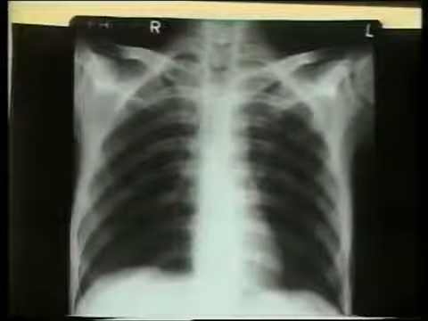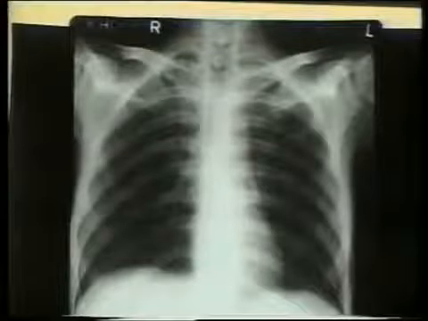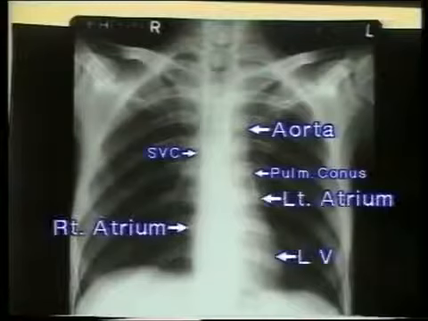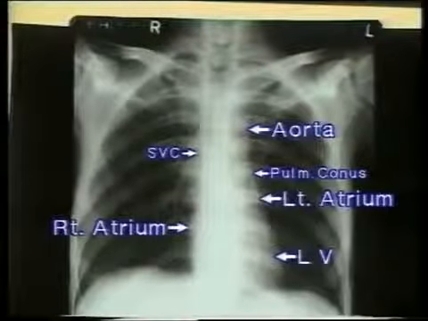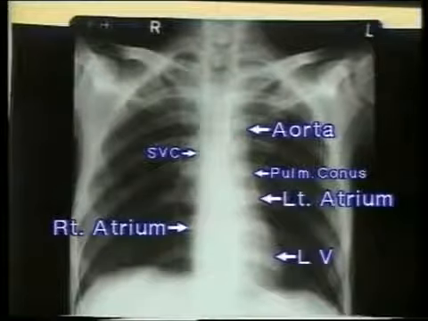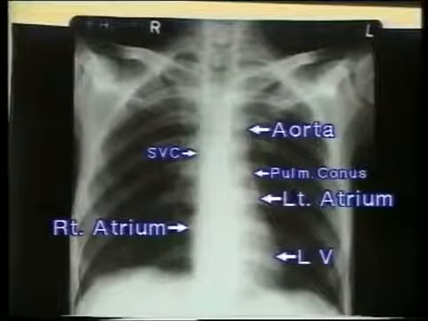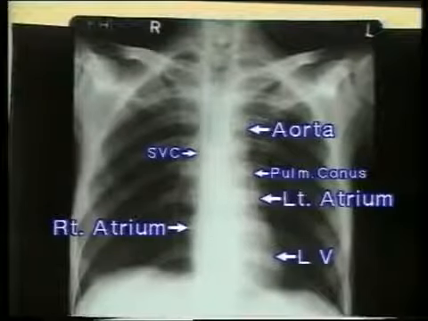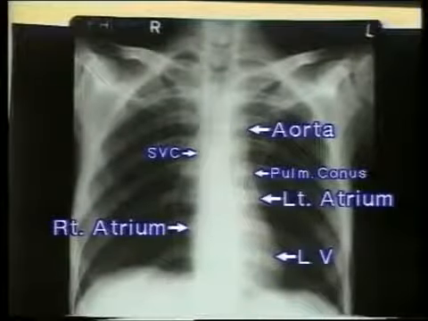First study the cardiac border and measure the cardiothoracic ratio for cardiac enlargement. The left cardiac border is made of aorta, pulmonary conus, left atrial appendage and the left ventricle. The right cardiac border is composed of superior vena cava and the right atrium. We will study the details later.